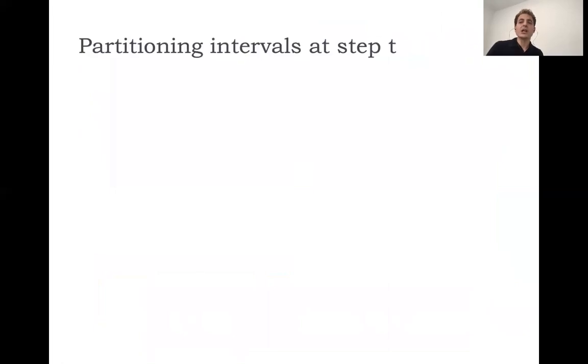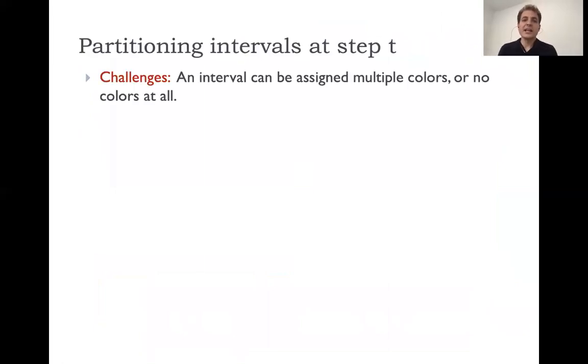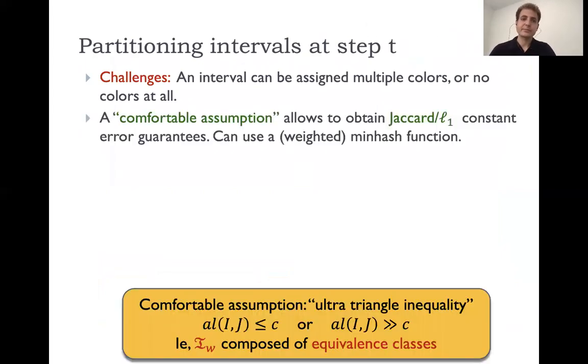And then the question is, how do we do the partitioning? Because an interval can get multiple colors, or it may get no color at all. There are a lot of caveats, but at a high level, let's assume for now we have some comfortable assumption, like the ultra triangle inequality assumption that is written below. Then it turns out that we can simply use a weighted minwise hash function. We can sample one minwise hash function h and apply it to all the intervals.